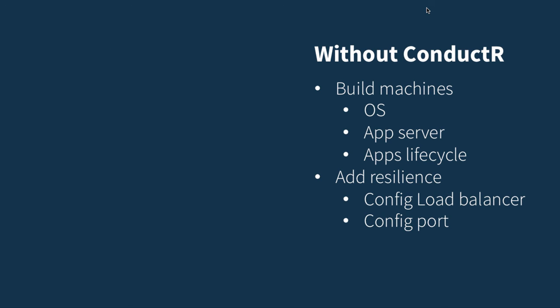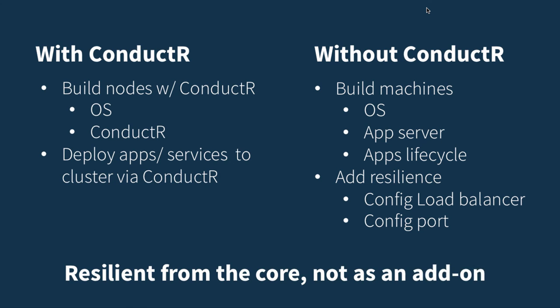Without Conductor, you have to deal with your build machines, your operating system, your app server, your app's lifecycle, and you have to add the resilience yourself. How you're going to deal with load balancing and configuration, configuring which machines are talking to which, right? With Conductor, most of this is handled for you. You do have to do some configuration yourself, but it's just a matter of saying, how many instances of an application do I want out there?